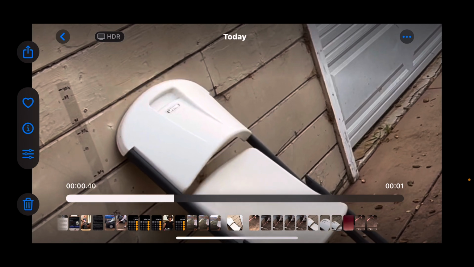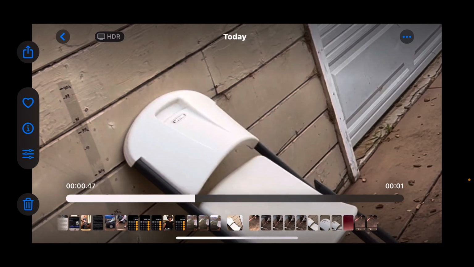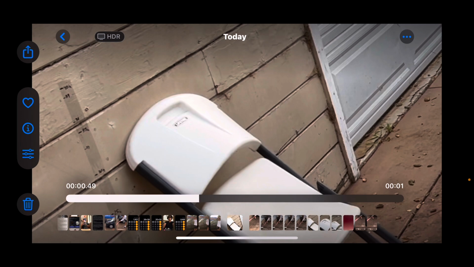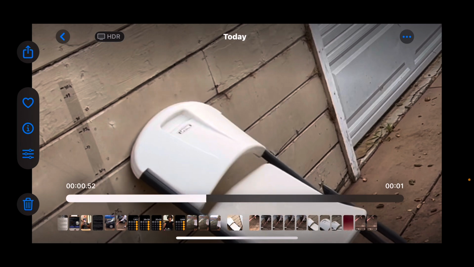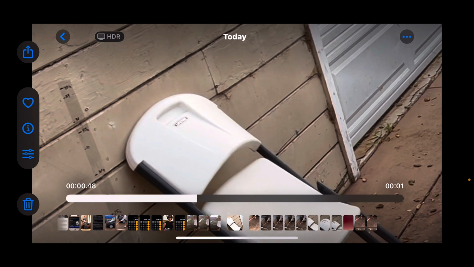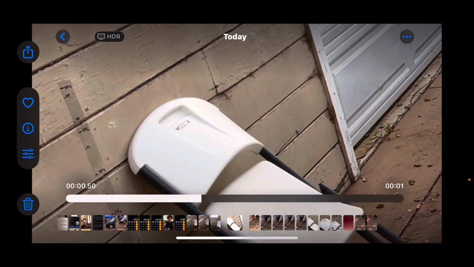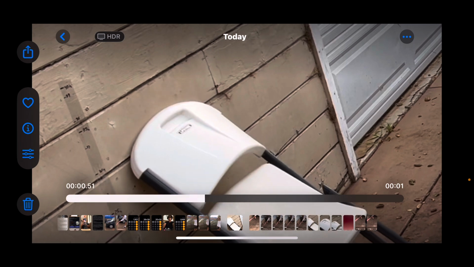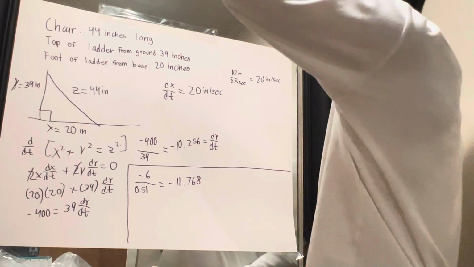But when it goes down, when it loses 6 inches, we can see that it loses 6 inches at 0.51 seconds. So what we'll need to do now is divide negative 6 over 0.51. Let me go back to that just to show you. At the bottom left, it shows that.